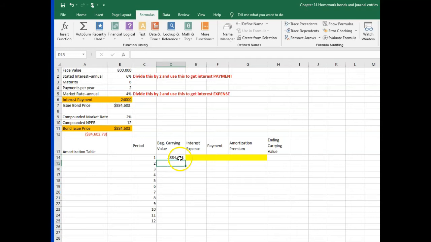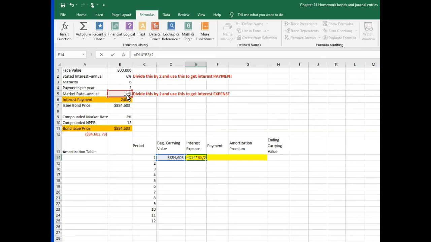Okay, next thing, interest expense. So remember what we set up here. Interest expense comes from the market rate. So I'm going to do an equals. I'm looking at my beginning carrying value times my market rate divided by 2.